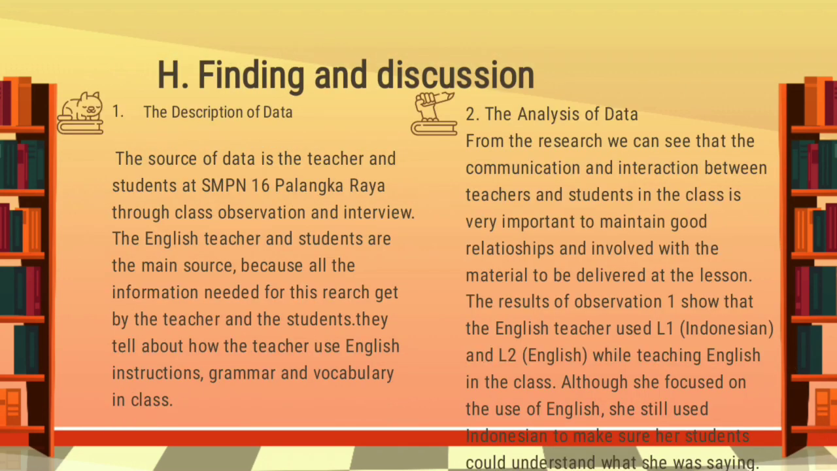The next is the findings and discussions. The first is the description of the data. The source of this data is the teachers and students at SMPN 16 Palangkaraya through class observations and interviews. The English teachers and students are the main source because all the information needed for the research is obtained from the teacher and the students. They tell about how the teacher used English instructions, grammar, and vocabulary in class.